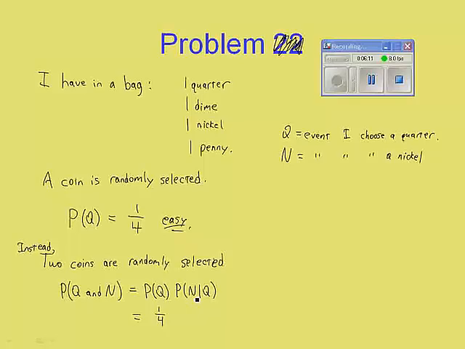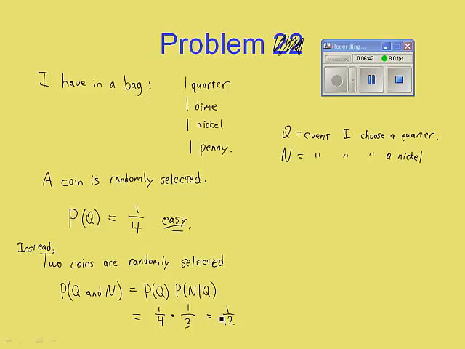What's the probability of N given that Q occurs? See, here's the thing. Think of doing it separately. First, you take out the quarter. You have to have the quarter to compute this probability. How many coins are left? You know what this probability is? 1 out of 3. So it's 1 out of 12. There's the multiplication rule.